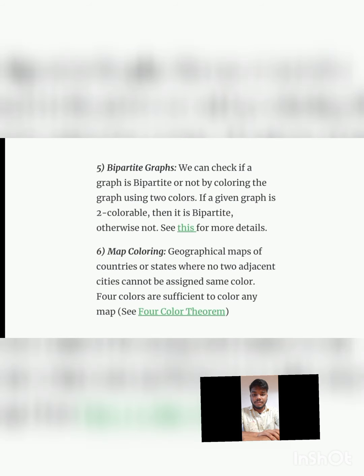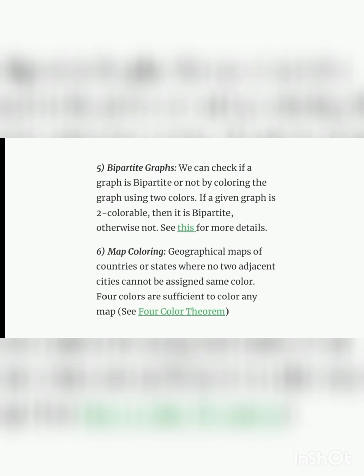Bipartite graphs. We can check if a graph is bipartite or not by coloring the graph using two colors. If a given graph is two-colorable, then it is bipartite, otherwise not. Map coloring. Geographical maps of countries or states where no two adjacent regions can be assigned the same color. Four colors are sufficient to color any map.